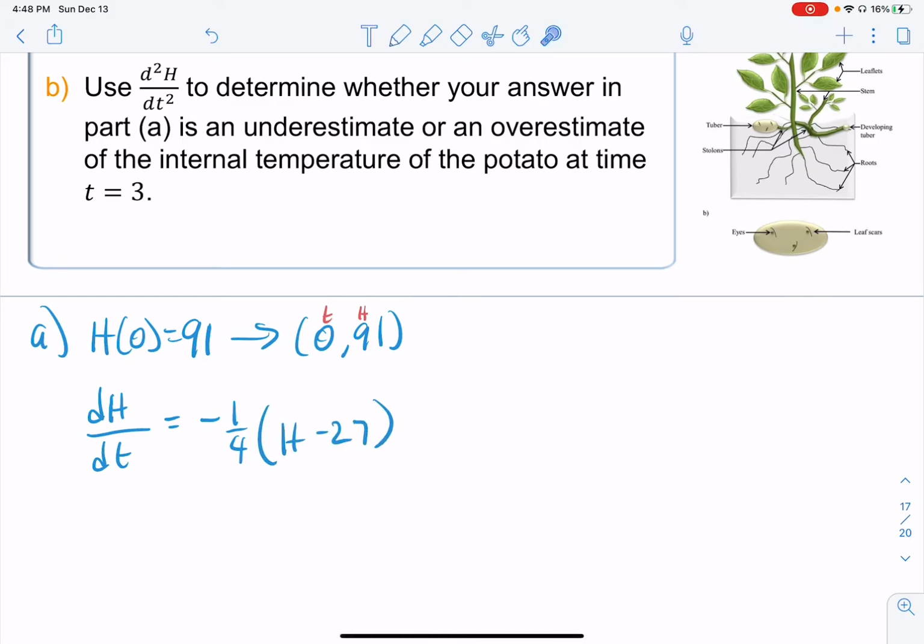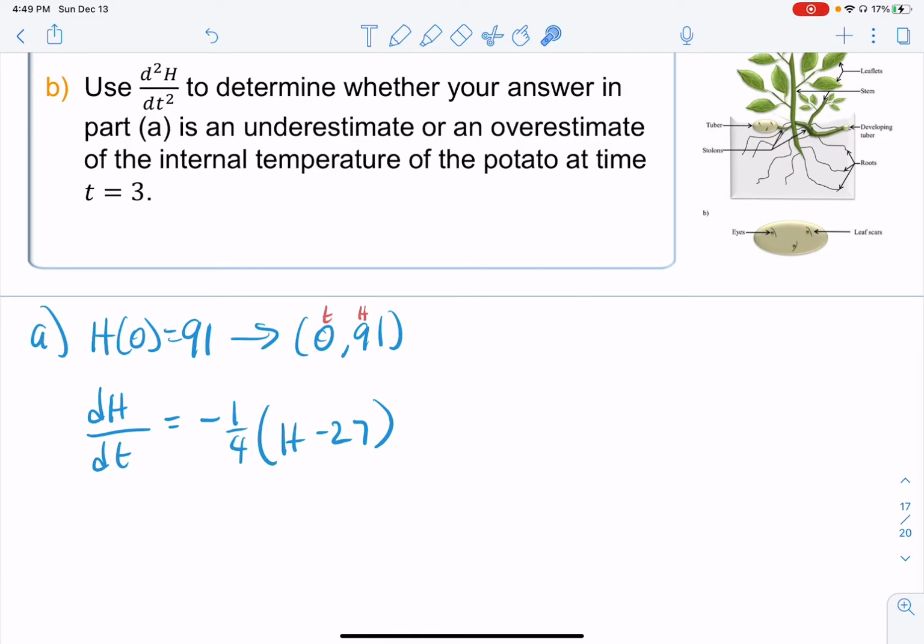So let me dissect this for you. You can see that the rate of this thing is going to be negative, indicating that the temperature of the potato should be decreasing. Doesn't that make sense? You take it out of this hot stove, you put it on the counter to cool, and it should be getting cooler. The temperature should be decreasing. This 27 that's right here is probably the room temperature.